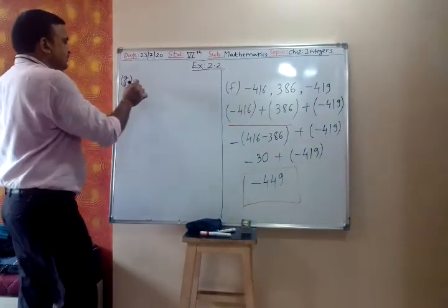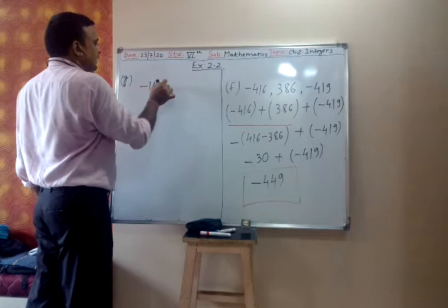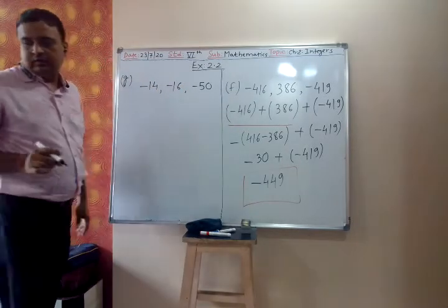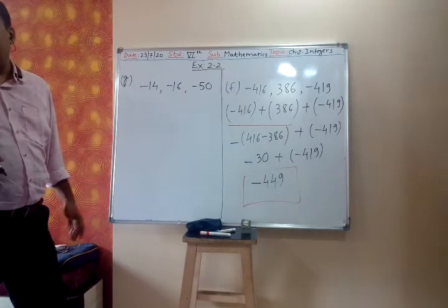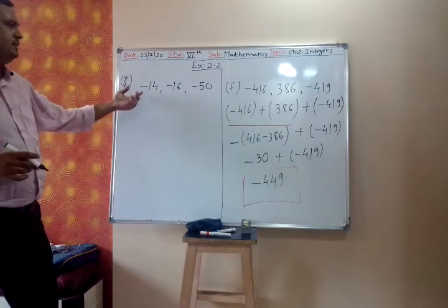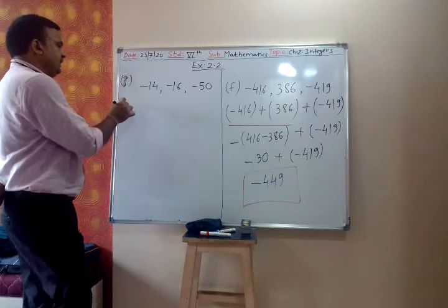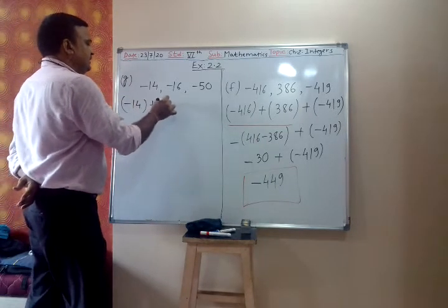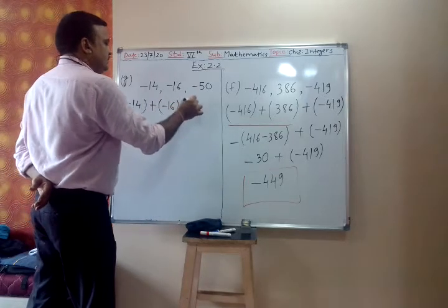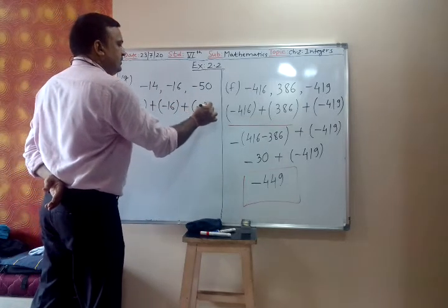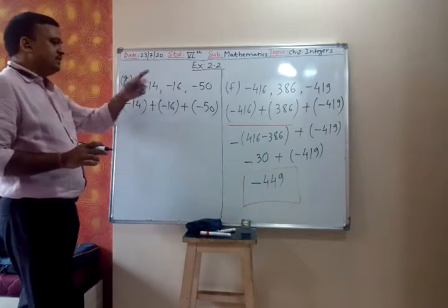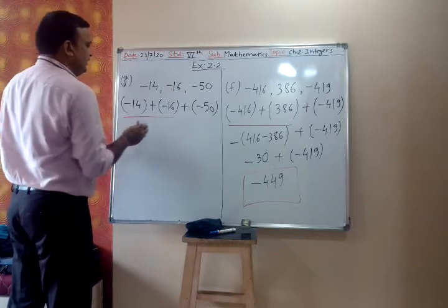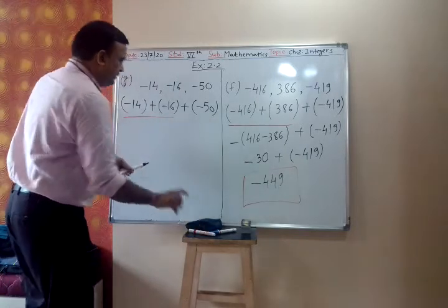Minus 14, minus 16 and minus 50. Add the following numbers, add the three numbers. So minus 14 plus minus 16 plus minus 50. Add the following numbers means we have to write the plus sign between the numbers. Now let us simplify first these two, minus 14 and minus 16.